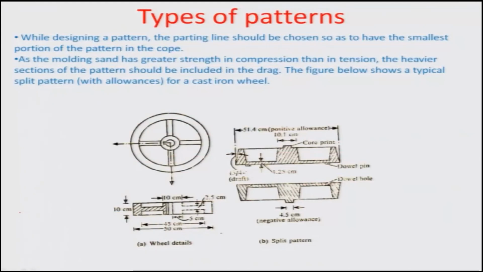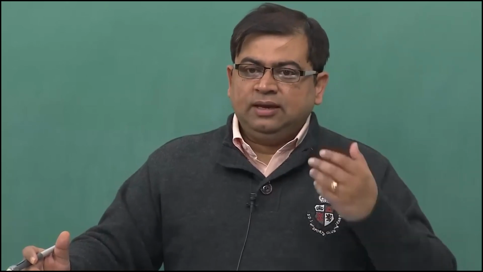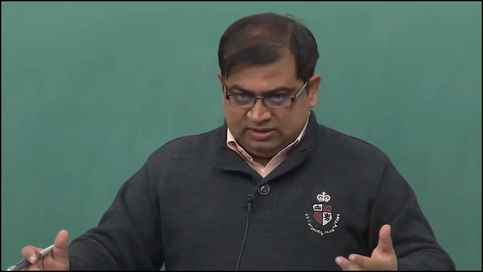And then coming to a look at what the considerations are. So, while designing a pattern, the parting line should be chosen so as to have the smallest portion of the pattern in the cope side. Obviously, because when you are trying to put liquid metal inside the cast, there is also going to be a factor of buoyancy, and this buoyancy would ensure that if supposing a major portion of the metal goes into the cope half, which is the upper half, there is a possibility of the mold to be damaged or disturbed because of the huge buoyant forces which would result.